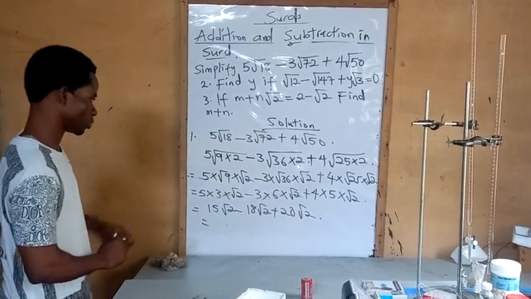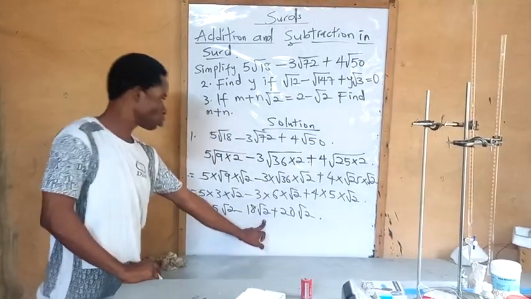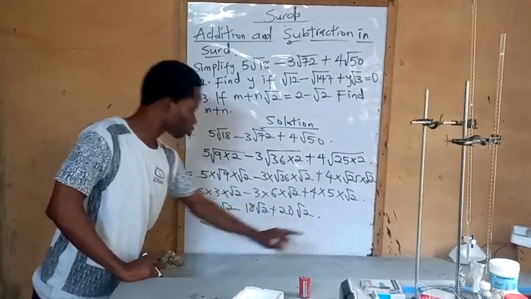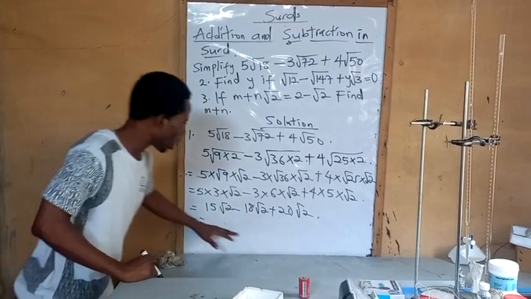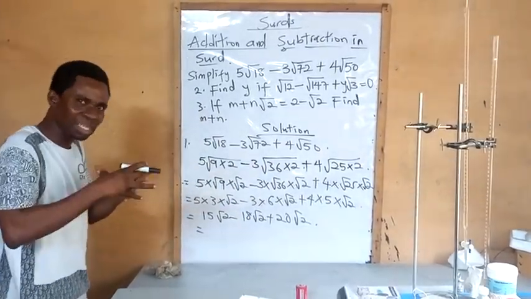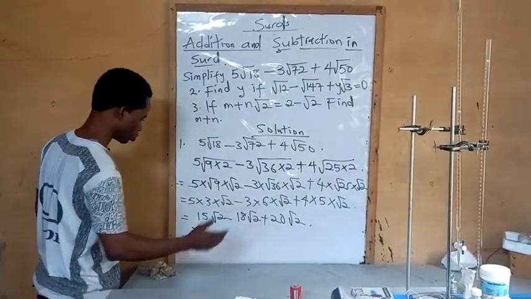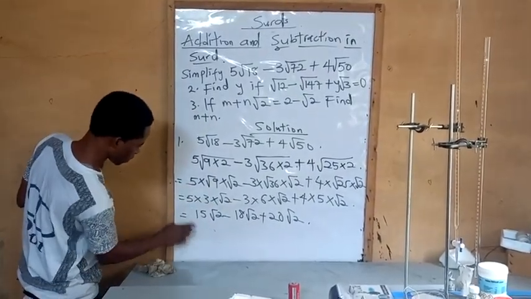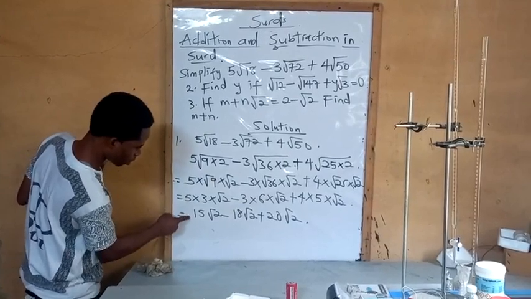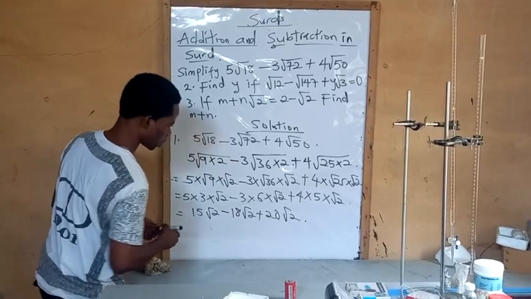Now look at them. This root 2 cannot be broken down anymore. But they all have root 2. So that means they are compatible. They can be added and they can be subtracted. Now, look at the sign in front of them because they have the same root. This is a plus, there's an invisible plus here. There's minus here, and there's plus here.